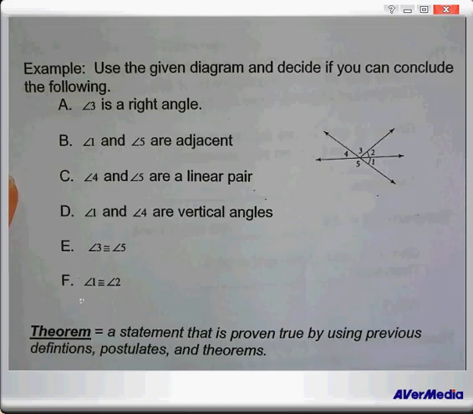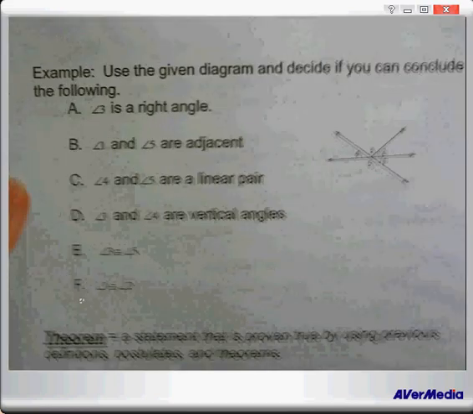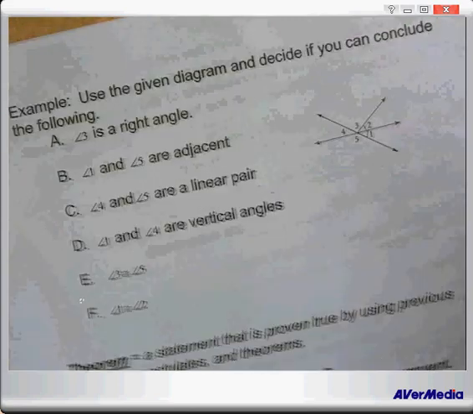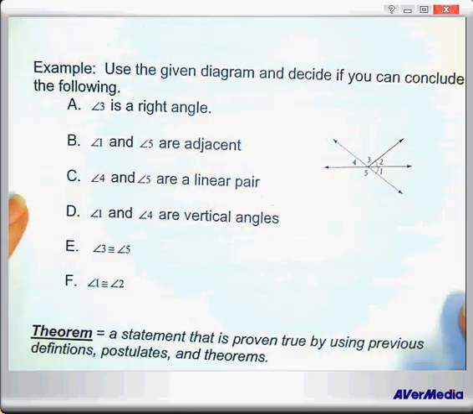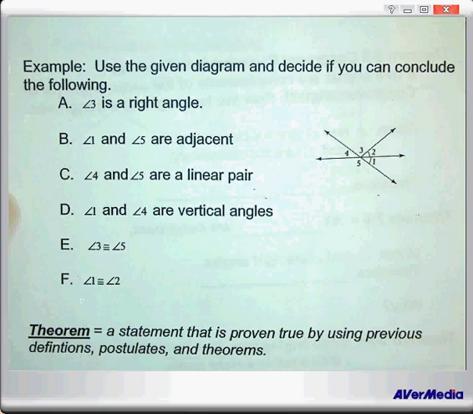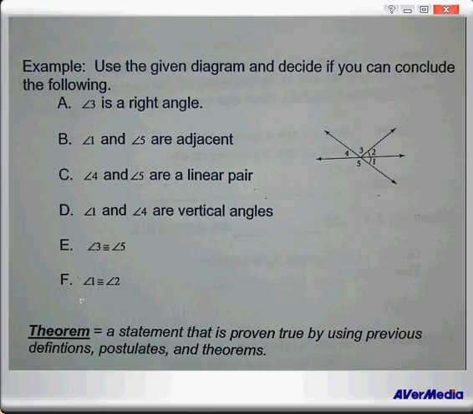It says use the given diagram and decide if you can conclude the following. Angle 3 is a right angle. So I look at angle 3, and it kind of looks like it's a right angle. It looks like it's a little bit bigger, but here's the thing. Is there a right angle symbol there? No. So can I assume it? No.